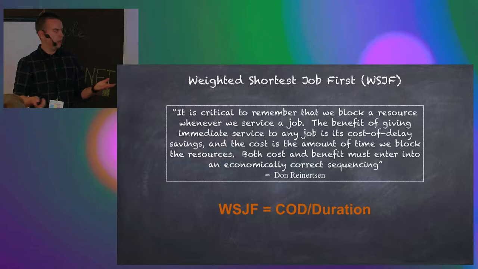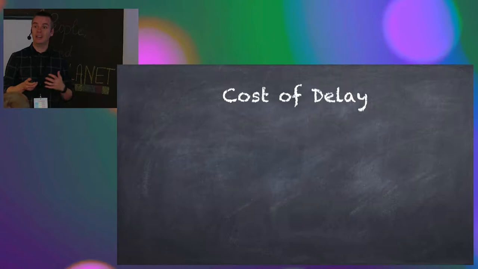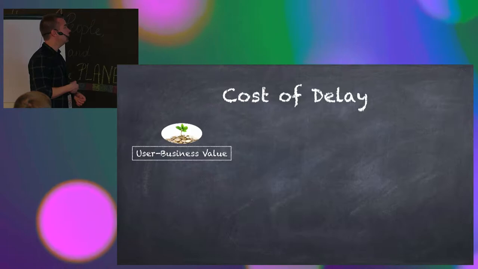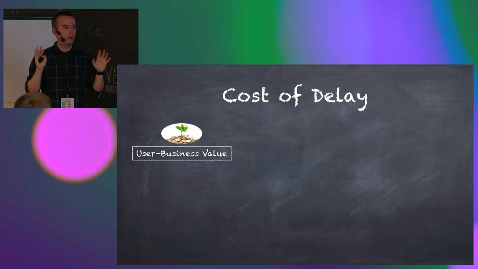And so cost of delay has some levers that we're going to discuss later on. But some ideas here. The user and business value. So we try to compare between our features, our epics, how much business value does this bring me?